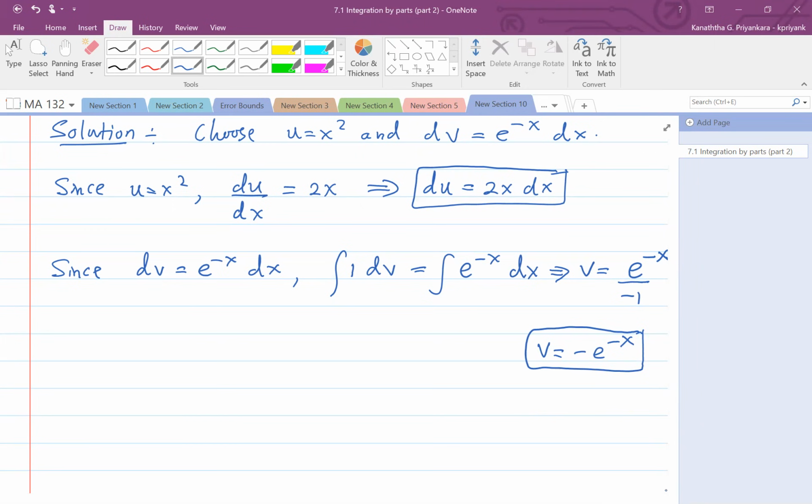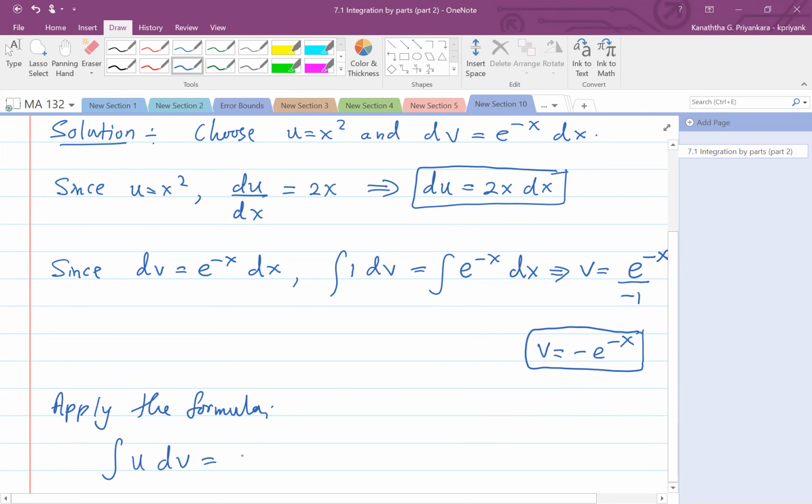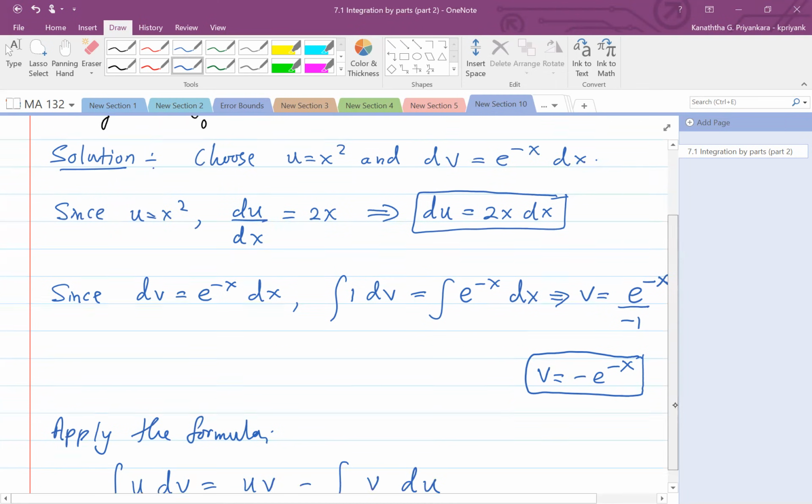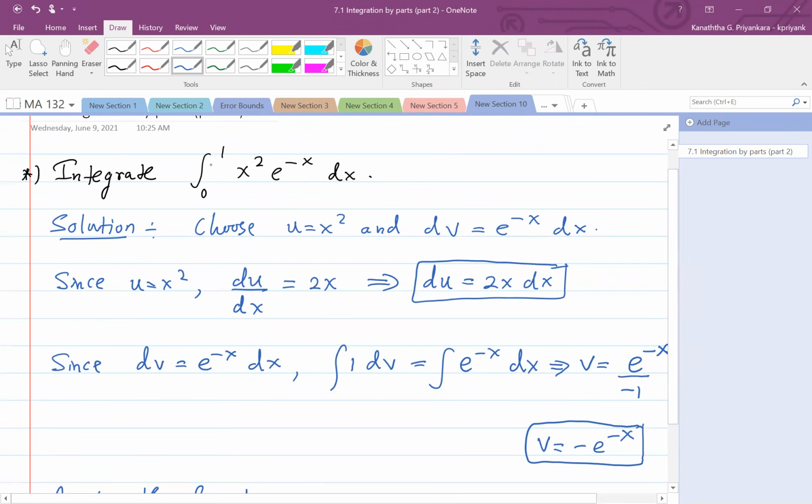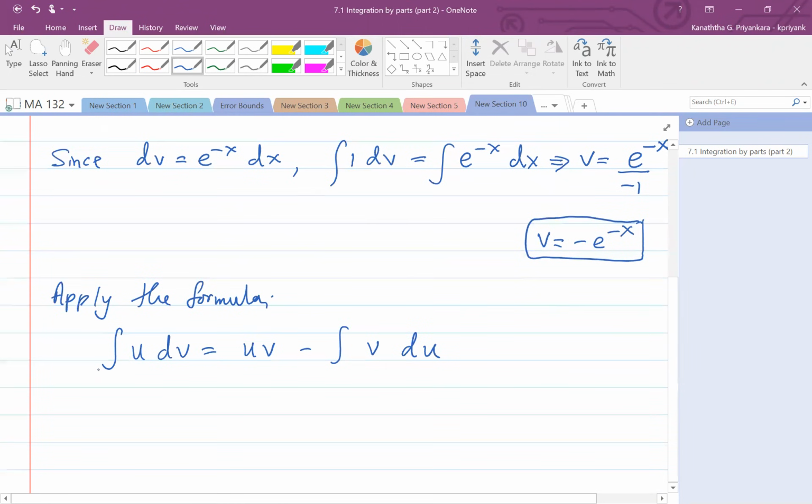Now we have all the required details to apply the formula. So next, apply the formula. We can write the integral of u dv equals uv minus the integral of v du. Remember, in this case, this is a definite integral, so we have boundaries from 0 to 1. We have to substitute 0 and 1, and evaluate this from 0 to 1.